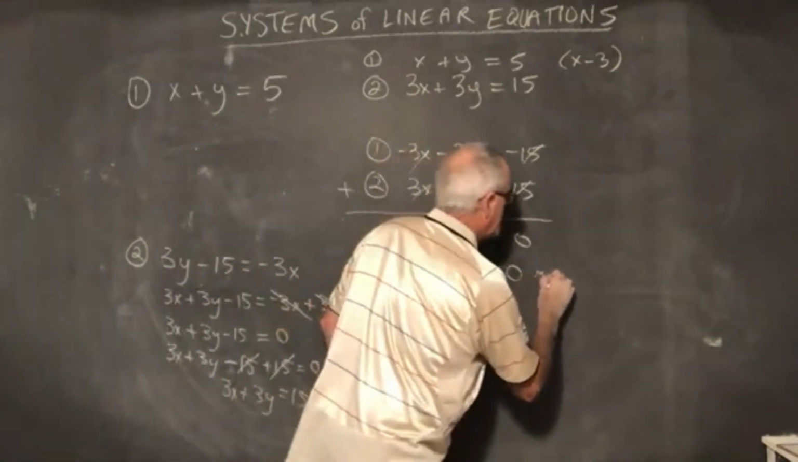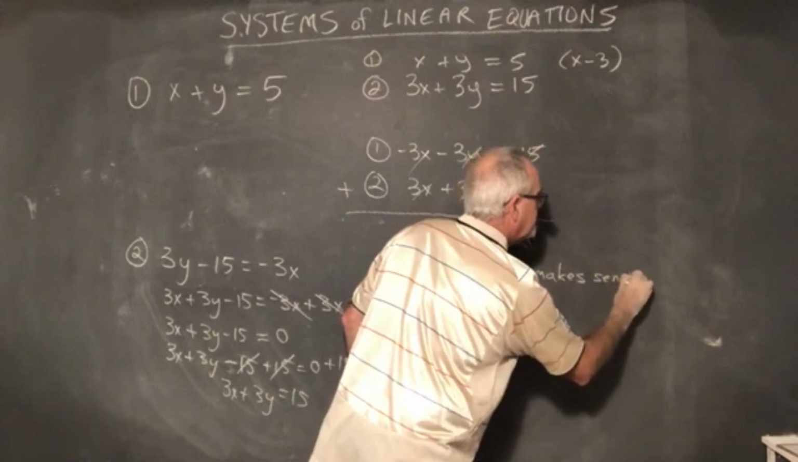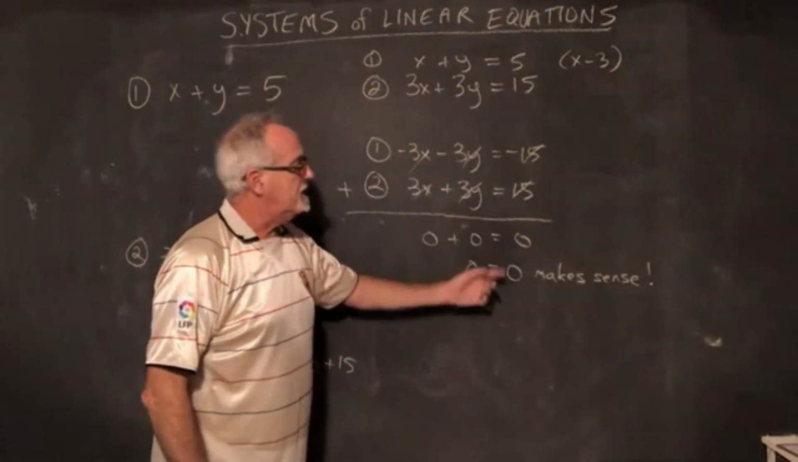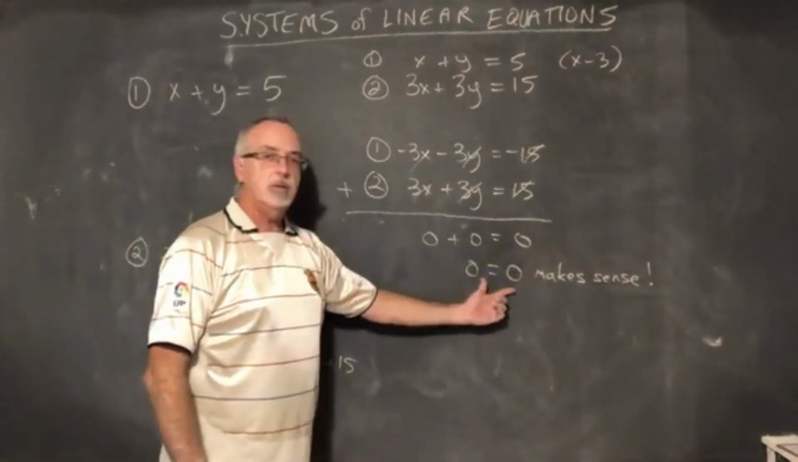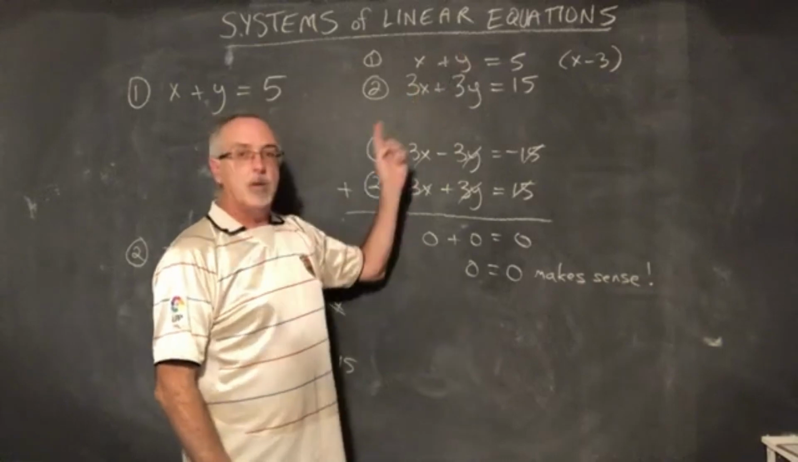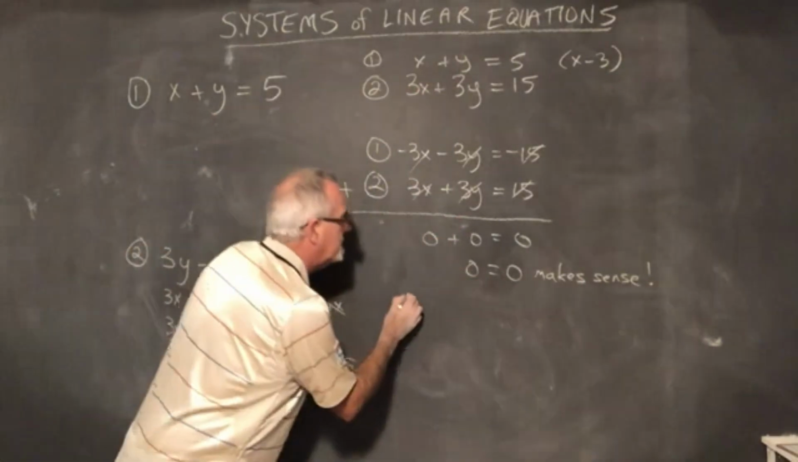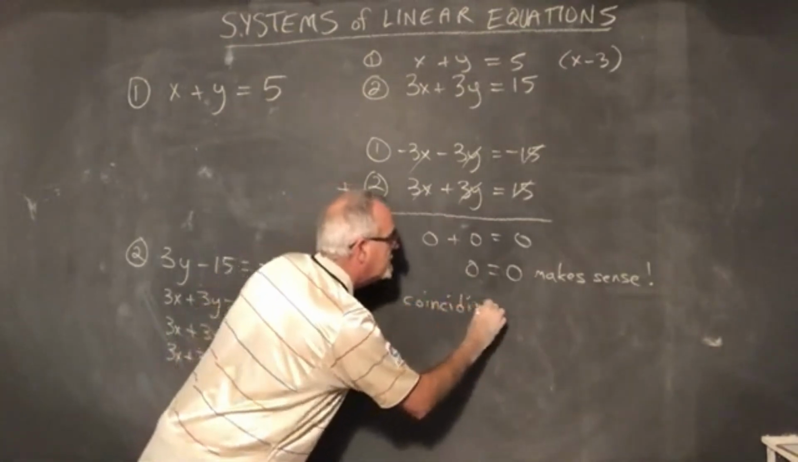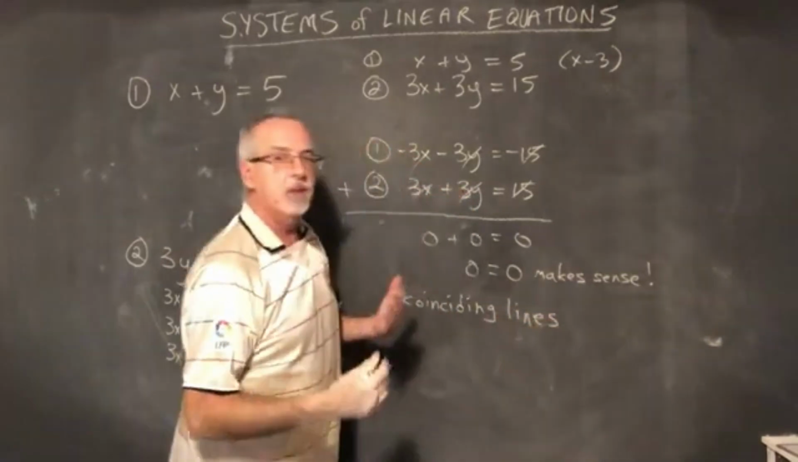I'm even going to write "makes sense" with an exclamation point. When you get the statement 0 equals 0, which makes perfect sense, and it's always 0 equals 0 when you do elimination with coinciding lines, then you know, I got 0 equals 0, therefore coinciding lines. And yeah, it takes time to write this, the words are long, but it's worth doing because you want to give a complete answer.